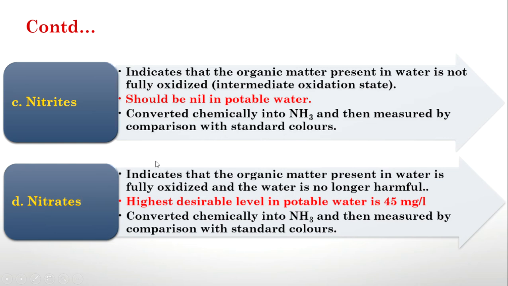And the fourth form of nitrogen is nitrates. The highest desirable level of nitrates in potable water is 45 milligram per liter. And it is not much harmful to human beings or other aquatic organisms because this is a fully oxidized form of nitrogen. It is a common form, so it does not have many health issues or problems.